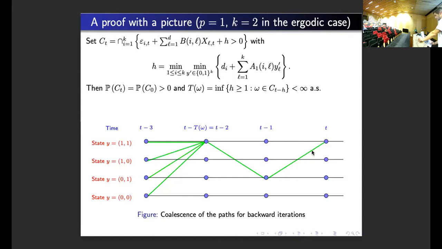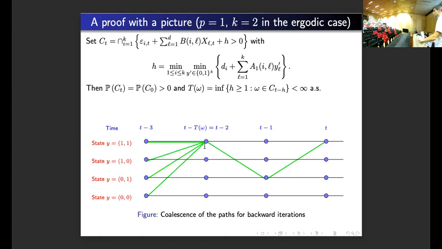Then when you run back your iteration, you wait the first time until this event occurs. When this event occurs, it is not necessary to run back the iteration again. Why? Because whatever the previous value, all the paths will coalesce through this state, here the state (1,1). So at this point, you already have the convergence of the backward iteration. There is no condition for stationarity, which is expected, because the noise has full support, and we recover this when we use this kind of argument.